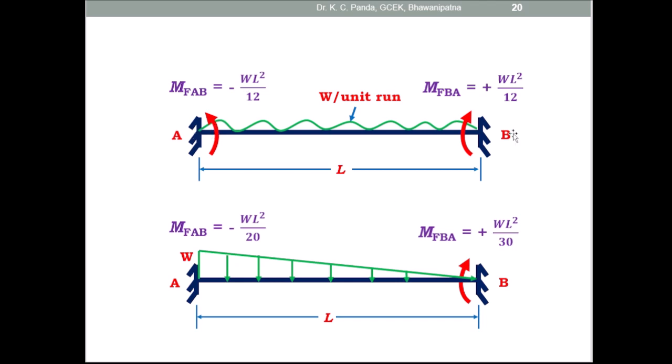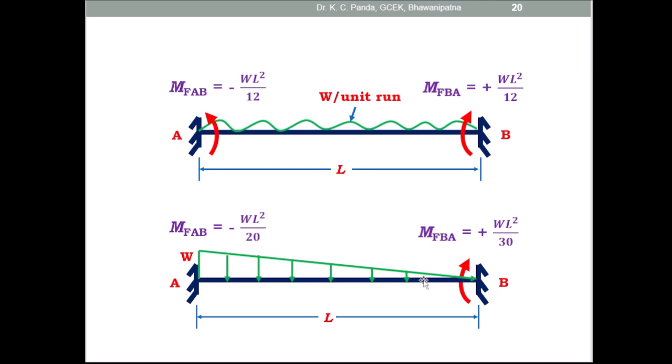And look at this figure. Here the uniformly distributed load is present throughout the span and the length of the beam is L, and here the fixed end moment MFAB is equal to minus WL square by 12 and MFBA is equal to plus WL square by 12.